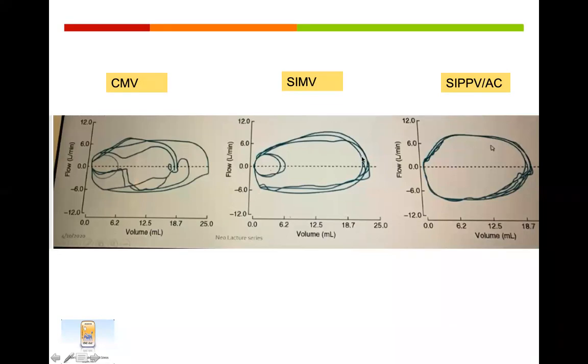In SIMV, as I said, the synchronization is happening only for the 40 breaths that you have chosen. The rest of the breaths, or some of the breaths even between that 40 which are not able to trigger or which are not falling into that inspiratory time, the baby is breathing on his own. So it will look like this. And in SS control, all the breaths would be looking like this in the graphic.